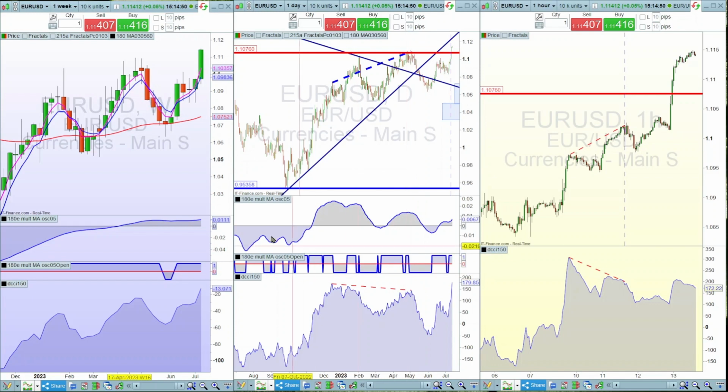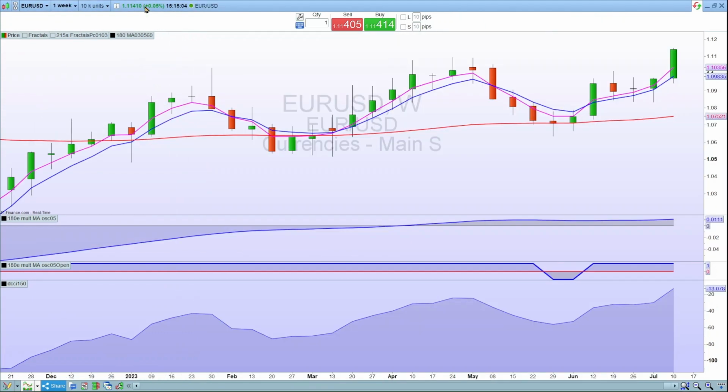This is the Euro-US currency update. On our weekly, we're in a bullish. On our daily, we're in a bullish mode on our oscillator. And we've got a couple of divergences to talk about, one that's invalidated and one that's still in play. So let's look at each of these.